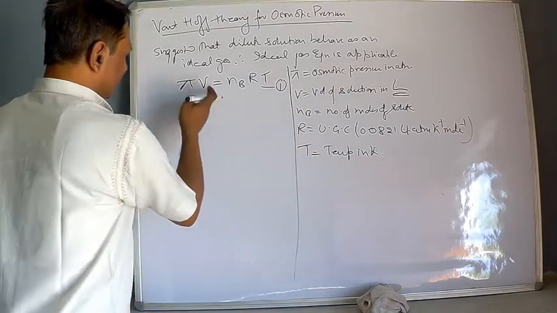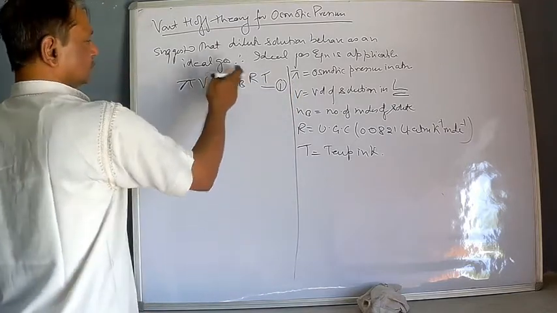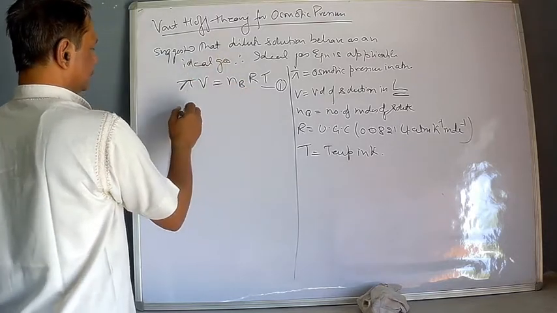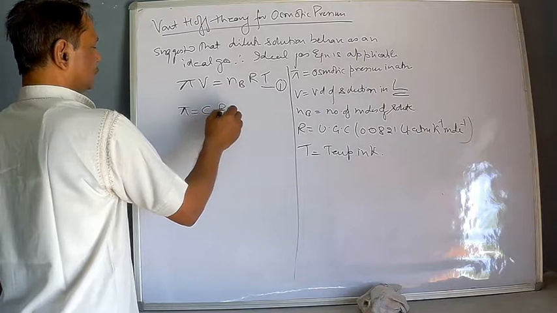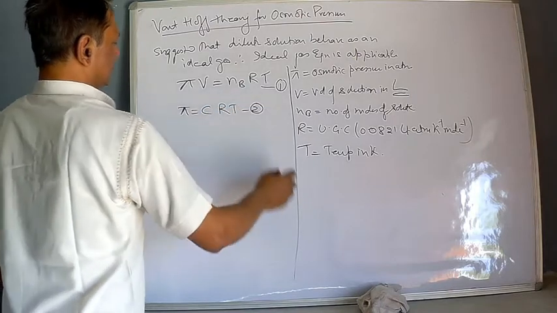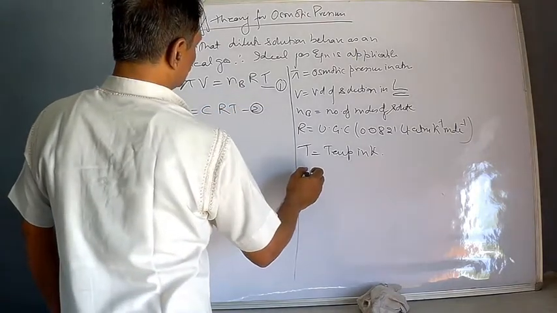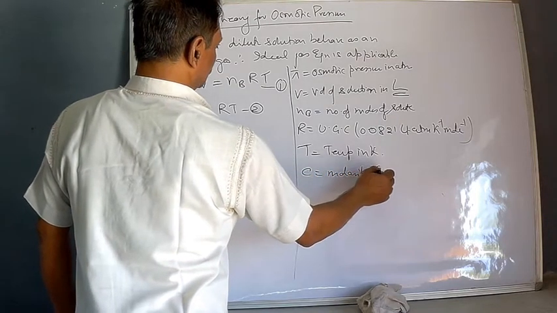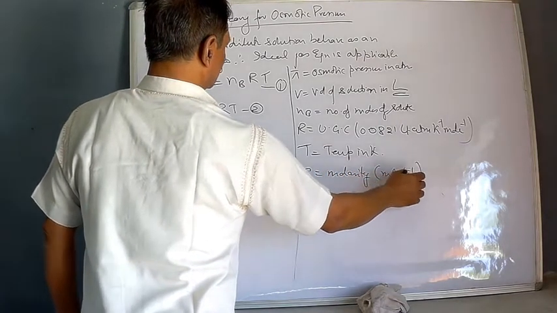In the second case, if you divide NB by V, so number of moles of solute upon volume of solution in liter, that gives you molarity. So we can write pi equal to CRT, where C is your molarity, and that too in mole per liter.